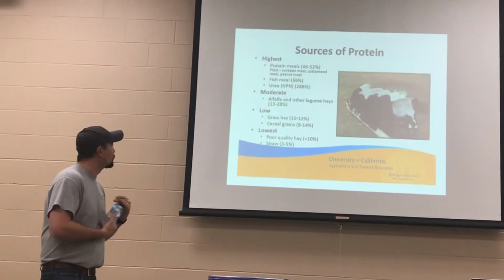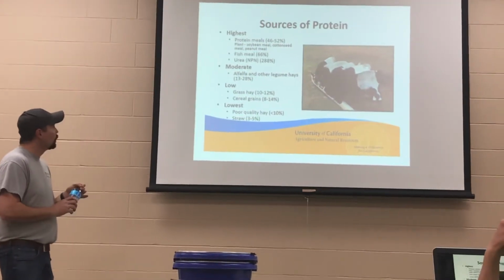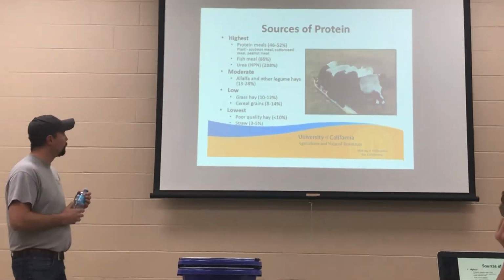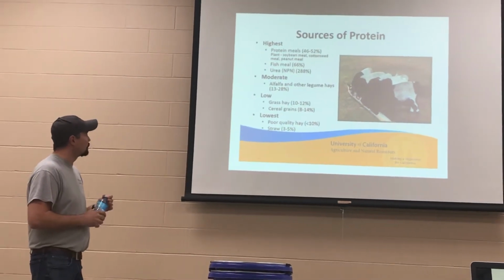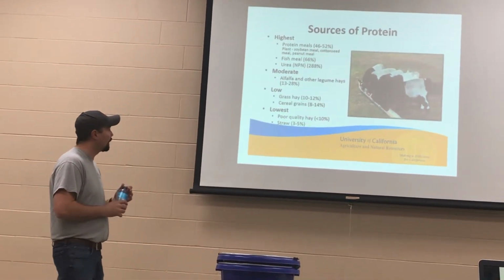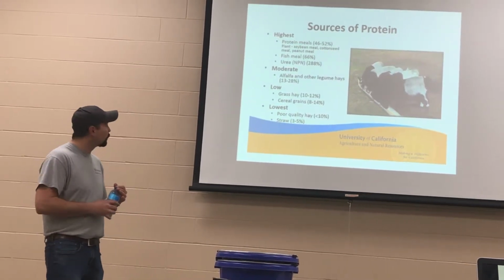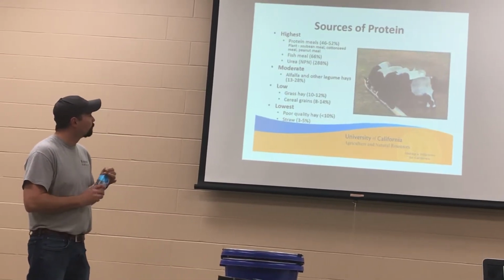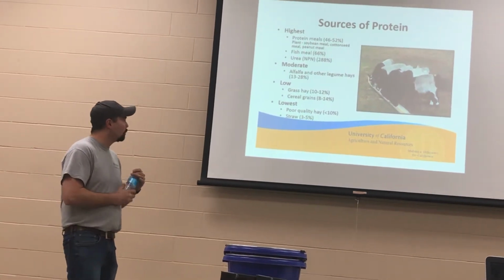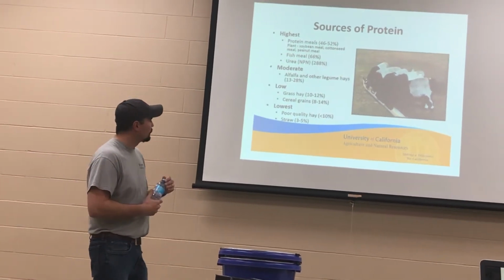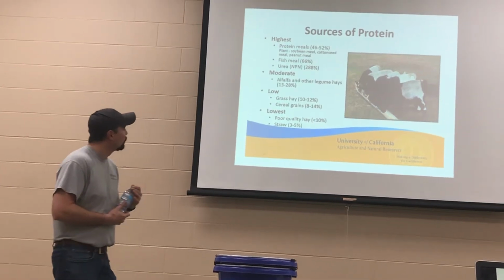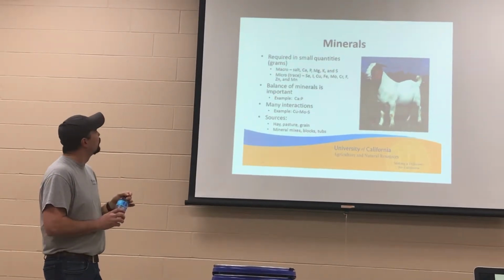Sources of protein. Soybean meal, fish meal, urea, those are all very high concentrations of protein. Moderate: alfalfa, really good alfalfa hay is a very high protein content. Grass hay is lower. The poorest quality hay is going to be the least amount. On the next one, even straw has protein in it.